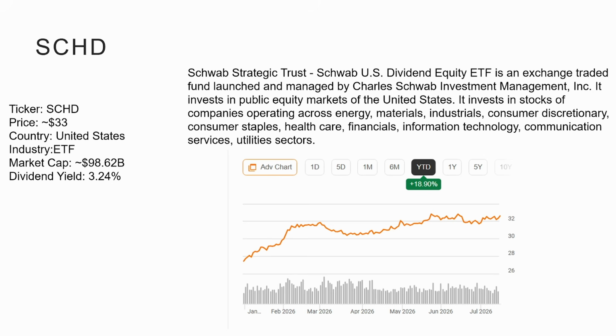So SCHD tracks the Dow Jones US Dividend 100 Index. Now, as you can see, it's priced at $33 at the time of recording. It has a dividend yield of 3.24%. Ignore the market cap, I forgot to remove that. That is wrong, because it's an ETF, so it's a fund AUM.